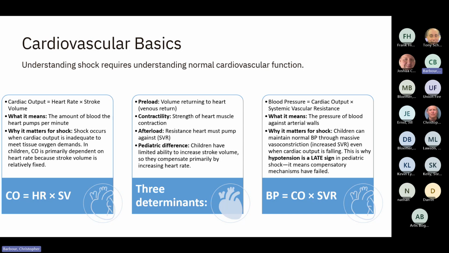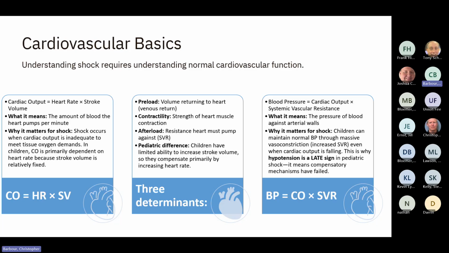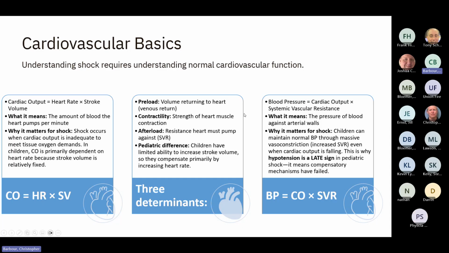The lovely preload, afterload, and contractility. Don't worry, I'm not going to go into Starling's law of contractility. Maybe a little later. Volume returning to the heart is our preload. So if we have something pushing against our vena cava, we're not going to get the venous return. If we have something blocking the other side on our arterial system, we're going to have the resistance of our afterload, so we're not going to be able to get it out of the heart.